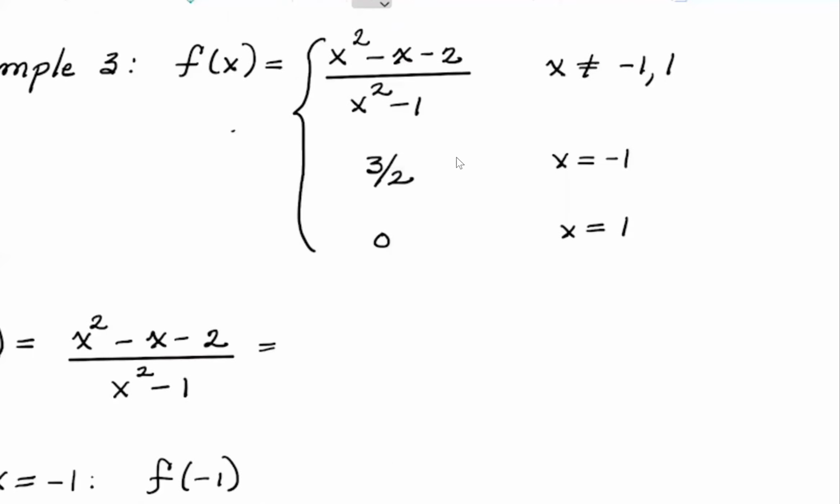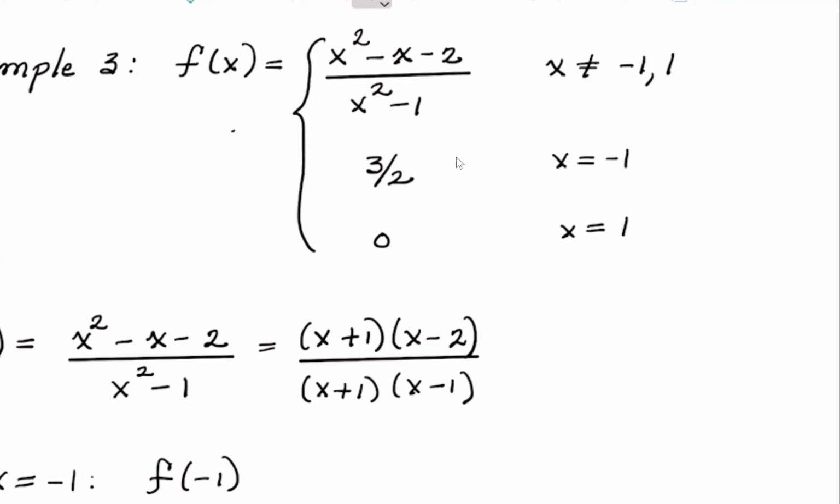Example 3, we now have a function that is piecewise defined. As you can see, we cannot use the value of this rational function at x equals -1 and 1. So let's simplify this. This becomes x minus 1. This is x plus 1. And this is x minus 2. And that is divided by x plus 1 times x minus 1.